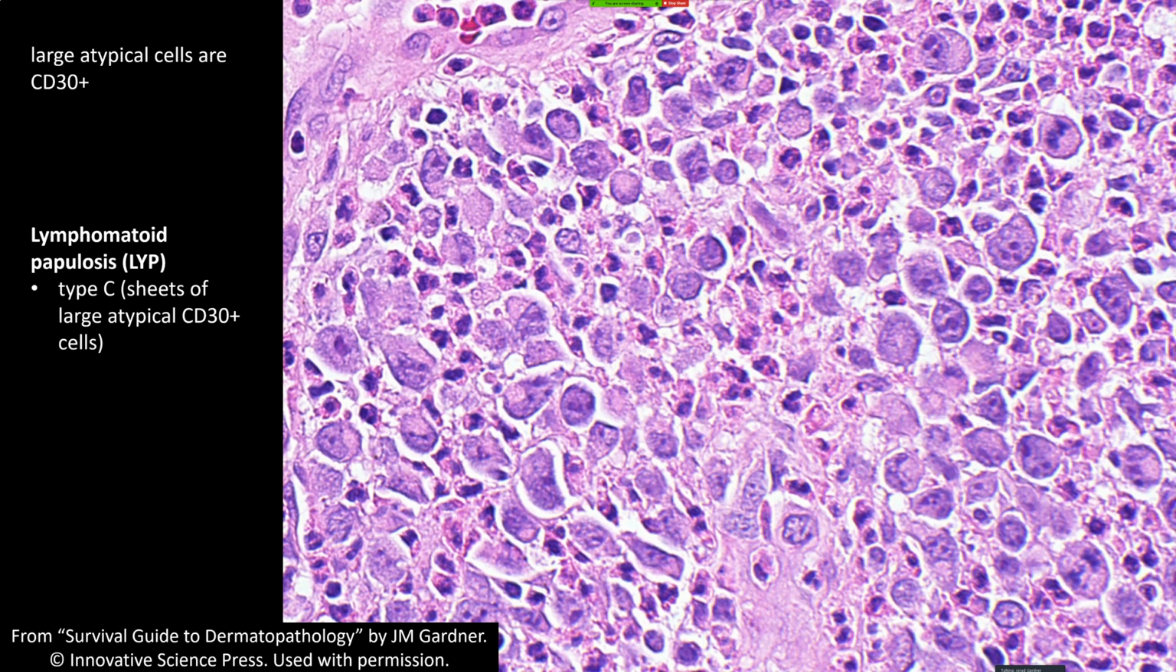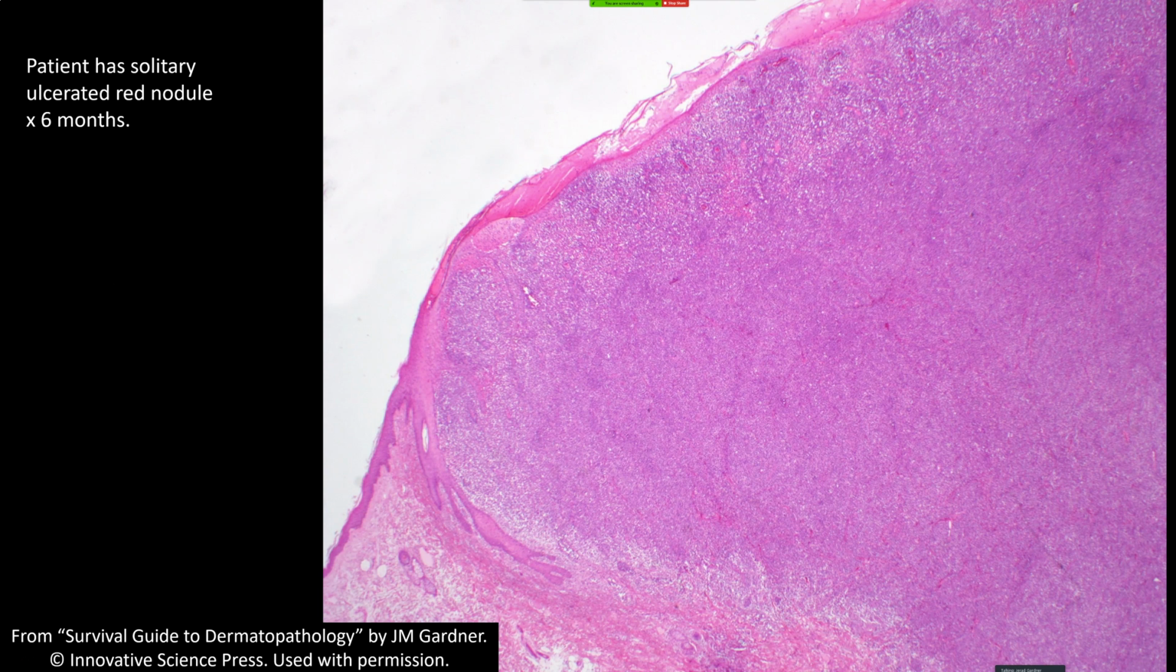Type B is one that I personally don't know if I've ever seen a really good example. It's supposed to look like mycosis fungoides microscopically and have some epidermotropic kind of pattern, but I've not seen a good example of that yet. I usually see either type A or type C in my practice. Okay. So now this patient has a single nodule that's ulcerated and red. It's been there 6 months. It's a huge mass, sheets of ugly cells.